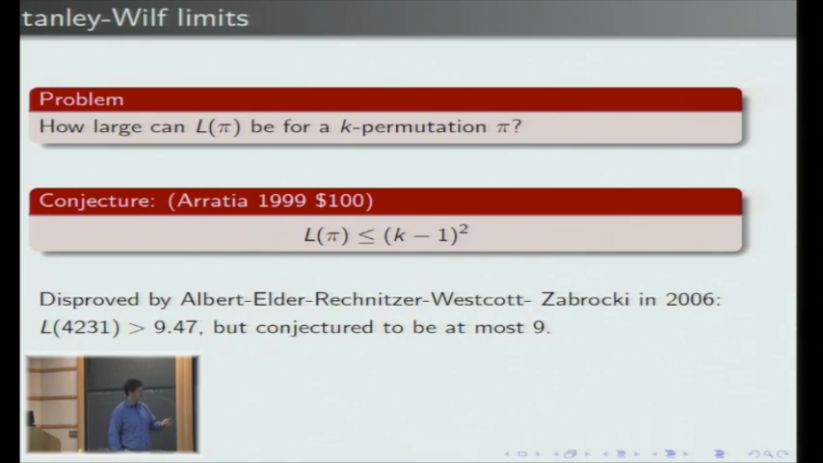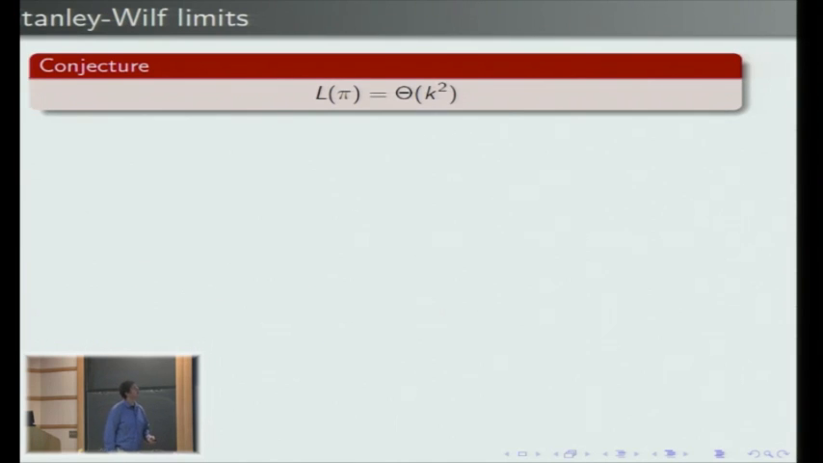So this conjecture is false, but everybody in this area seemed to believe that it should be quadratic in k, that L of π should always be quadratic in k. One of the reasons people believed this conjecture was because of another conjecture, that L of π is maximized over all k-permutations π somewhere on some small set of permutations called layered permutations.